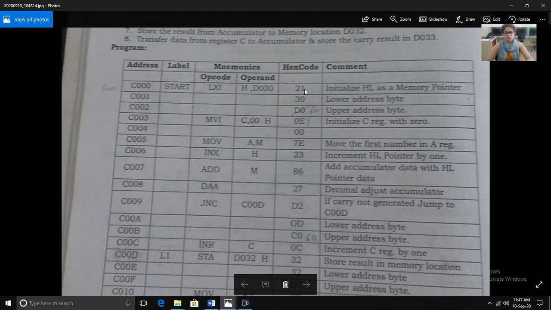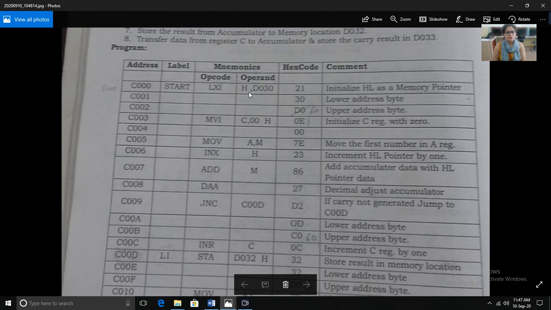Just as you use tables in maths and physics, similarly you will get a specific chart in your practical, and you can easily get the hex codes. So the hex code of the LXI instruction is 21.